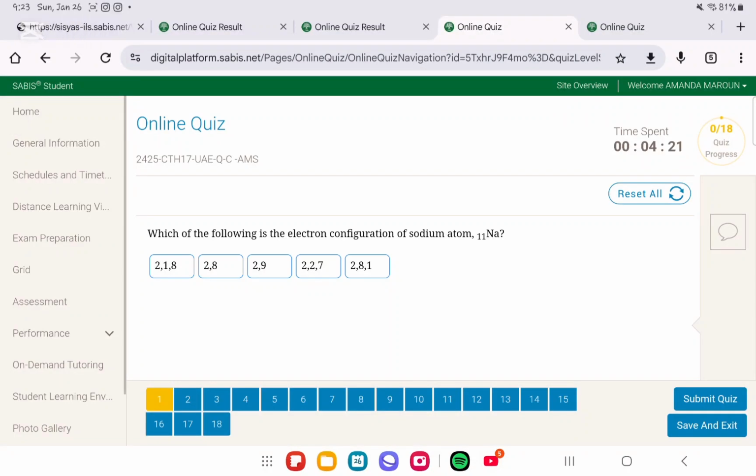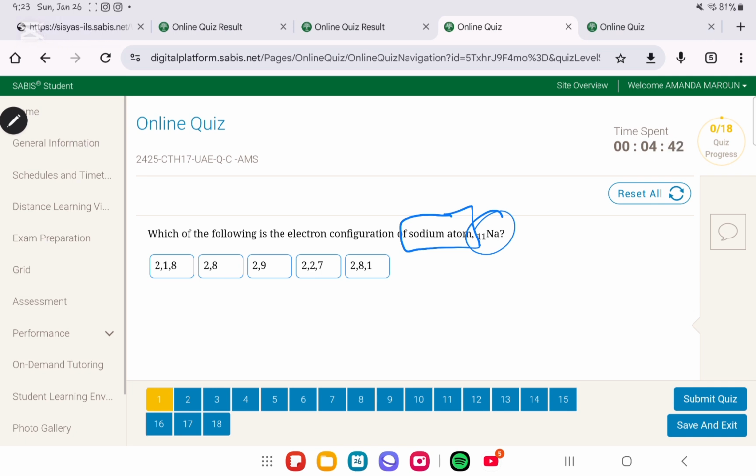So today I'll be explaining the chemistry AMS quiz of term 2 week 7. So let's start. Which of the following is the electron configuration of the sodium atom, Na 11?